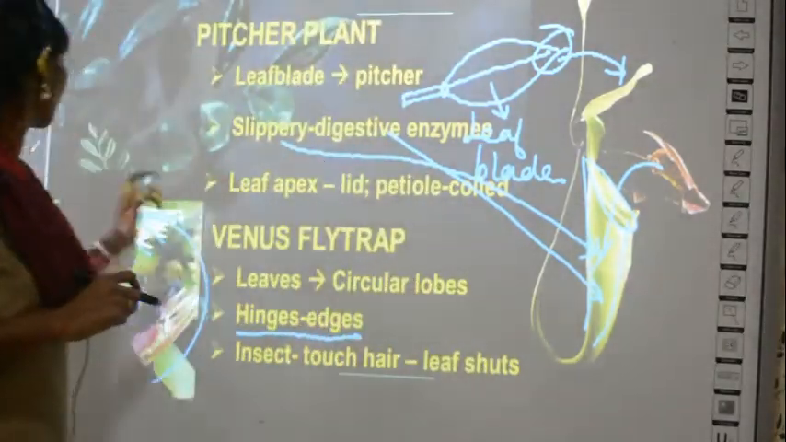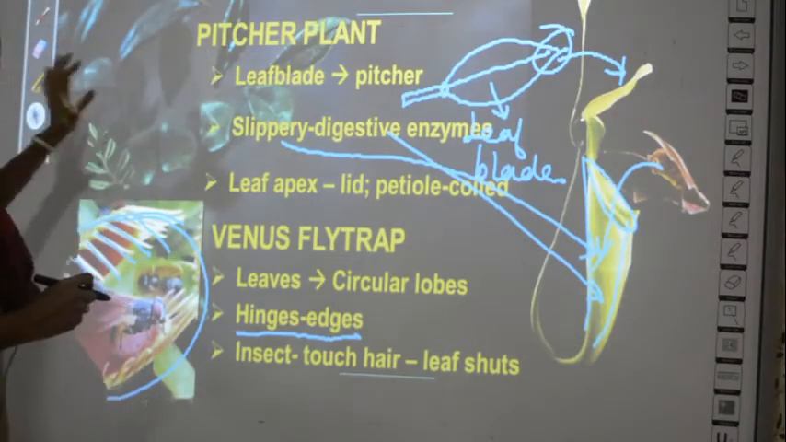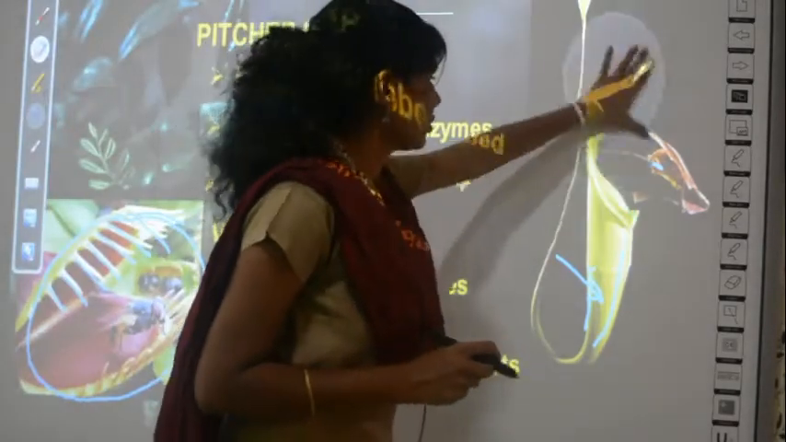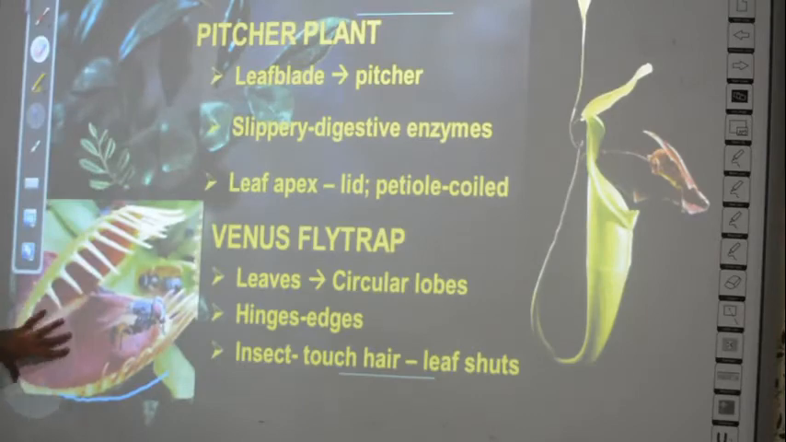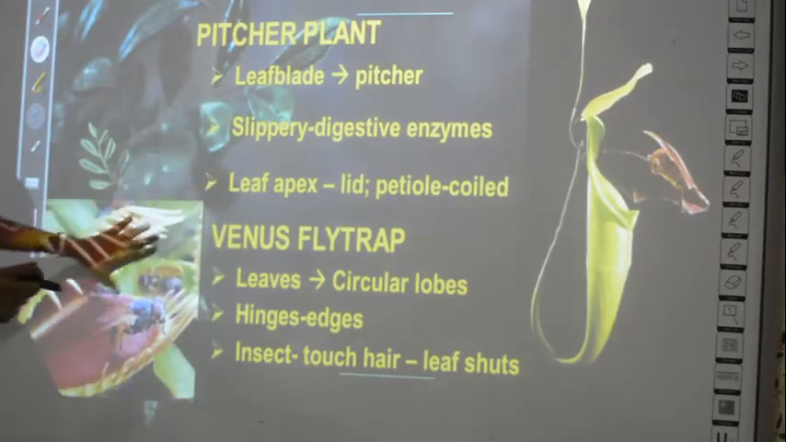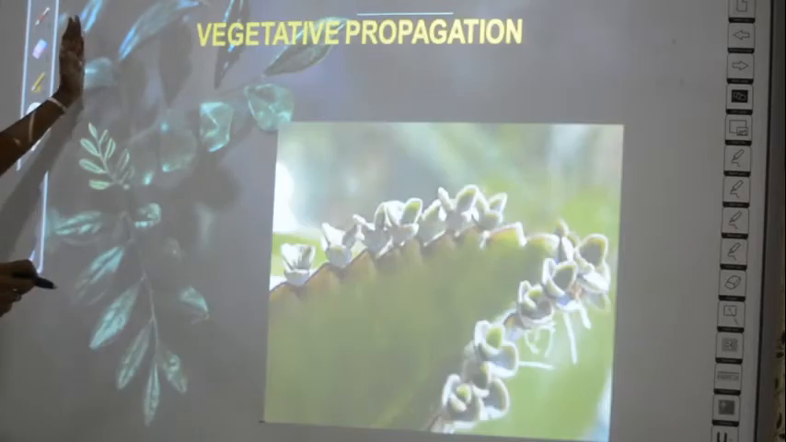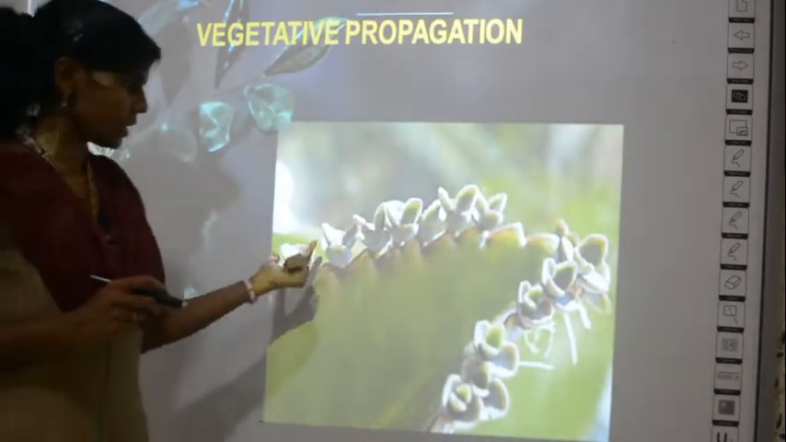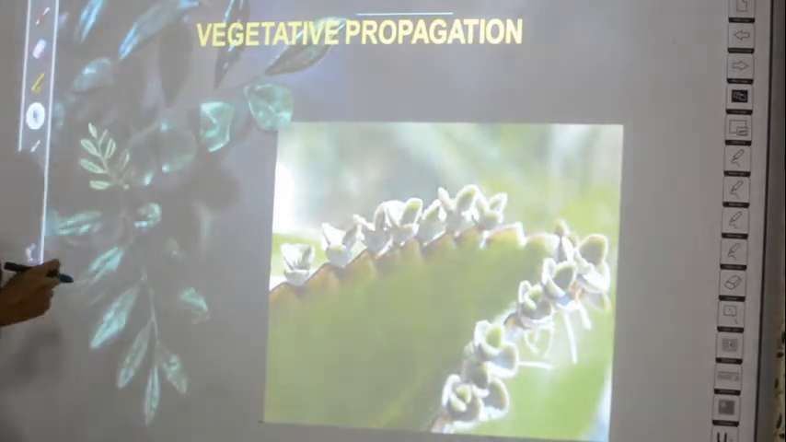Okay, there is one more topic called vegetative propagation. The last topic for today's class, and this lesson also. This lesson ends today. So we have completed one lesson. The last topic is vegetative propagation. Have you seen this leaf somewhere? It is called bryophyllum.